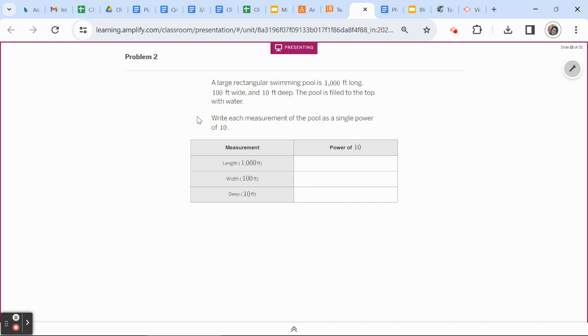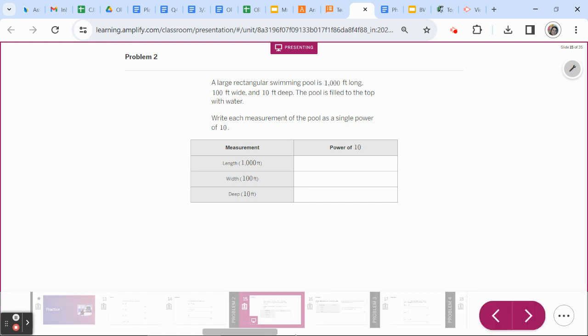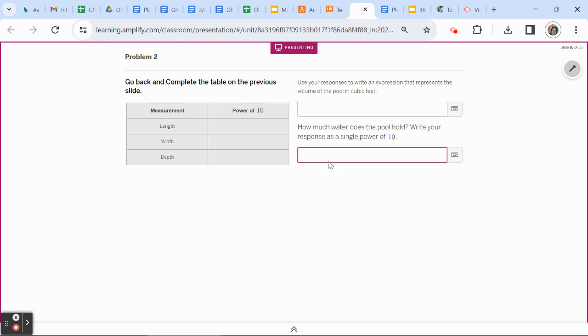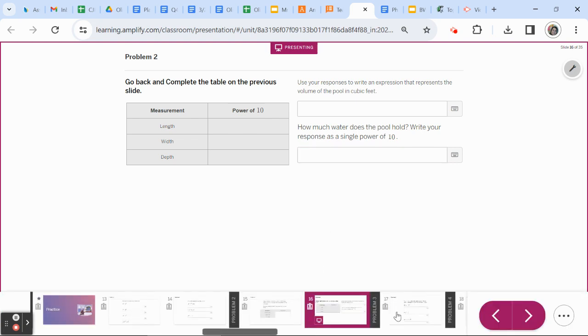So you need to find a rectangular pool with 1,000 feet long, 1,000 feet wide, and 10 feet deep. Okay. Find your powers of 10. How many times would you multiply 10 to get 1,000? How many times would you multiply to get 100? And 10. That's all you're doing right there. And then you use that for this slide, for the rest of problem 2, to find your volume. Remember, cubes or prisms are length times width times height. Okay, and then put your answer as a power of 10.